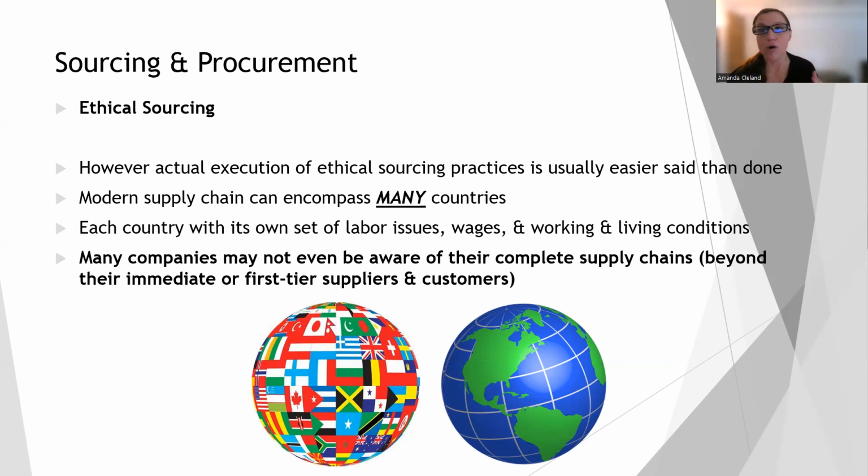We don't know where that is coming from. That is very hard to trace in a lot of supply chains. We may know who we buy from, our first tier supplier, but we don't know who their supplier is. We don't know who that supplier is. So sometimes it's hard to actually know the entire supply chain.